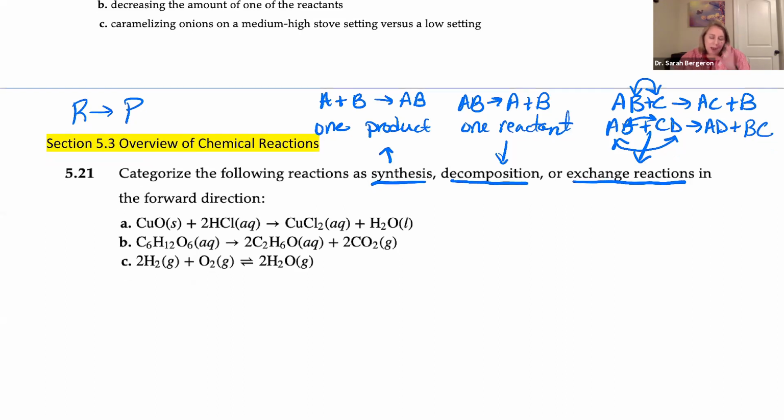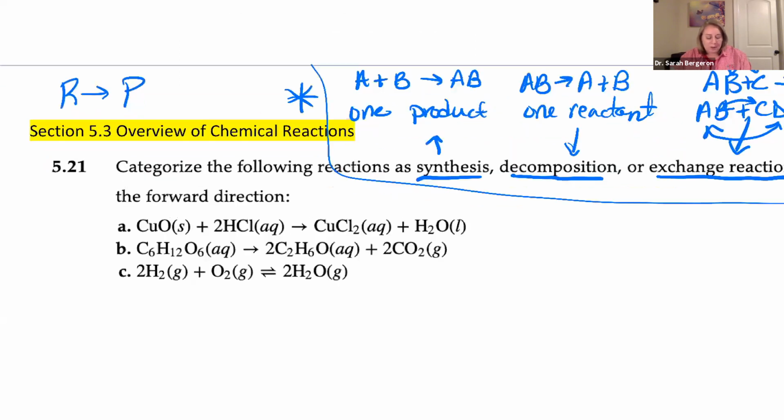So you should just have your mind set so you know what you're looking for. Because if you don't know what you're looking for, all you're going to be doing is looking at a lot of letters, and it's not going to make any sense to you. So this is super important before you start analyzing your reactions. Okay, so let's look at the first one.